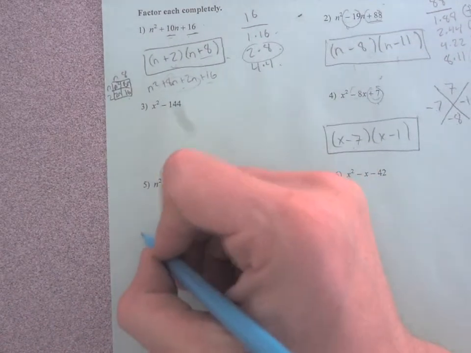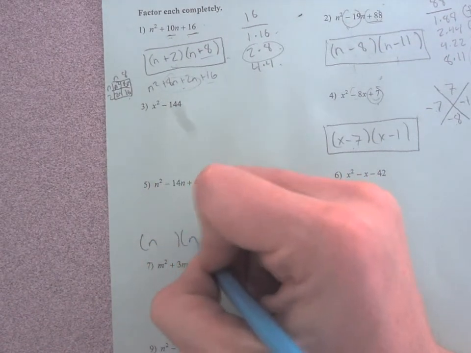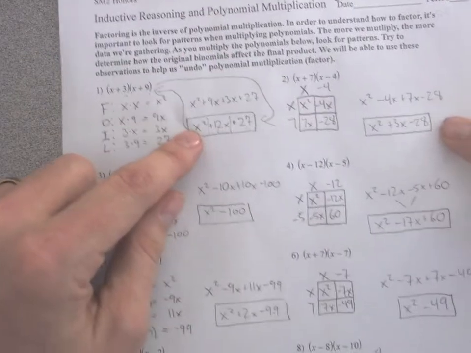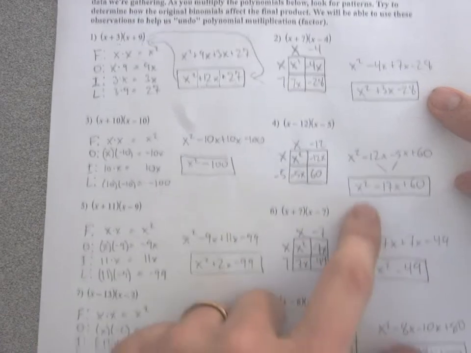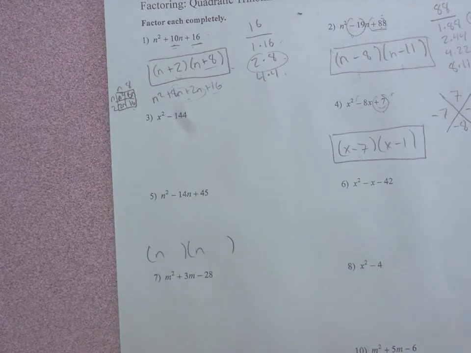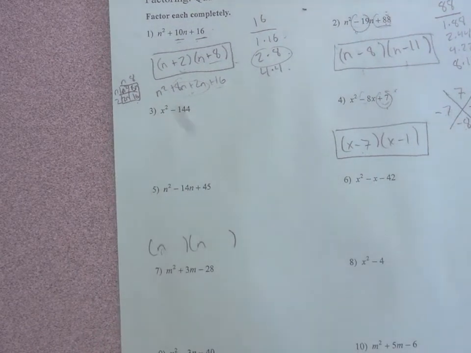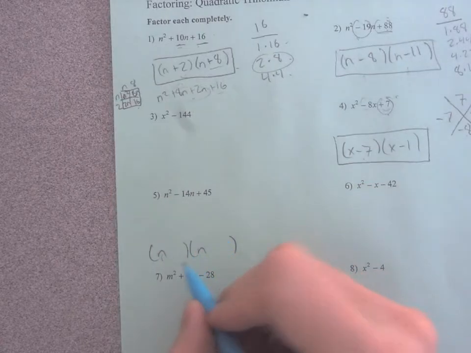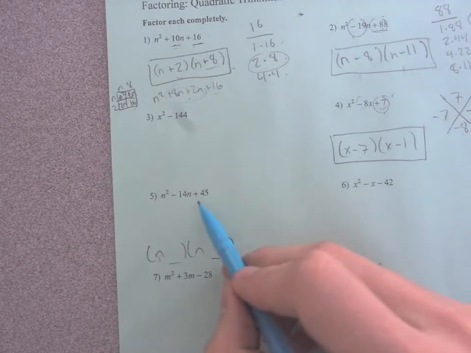Okay, so I know my final answer is going to look like this. Just from experience, just from this assignment, I know that when I have a result that's a trinomial quadratic, then it probably came from 2 linear binomials. Okay, and I have an n and an n because that's going to get me an n squared up in the front. Okay, the next thing I know is that these two numbers have to multiply to 45.